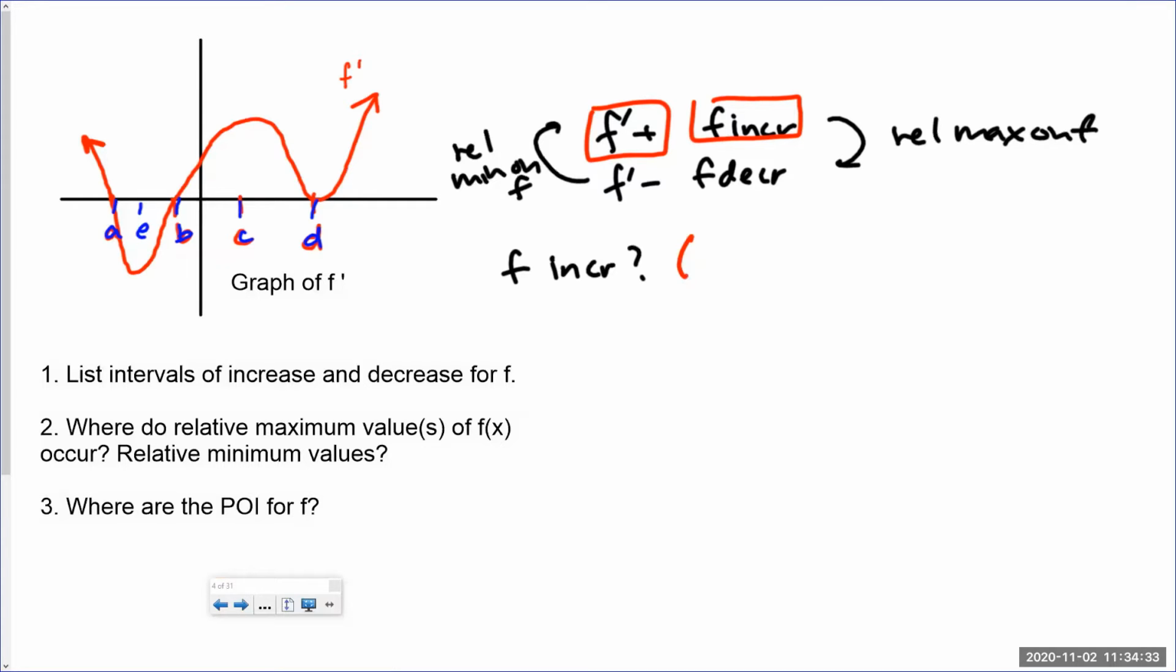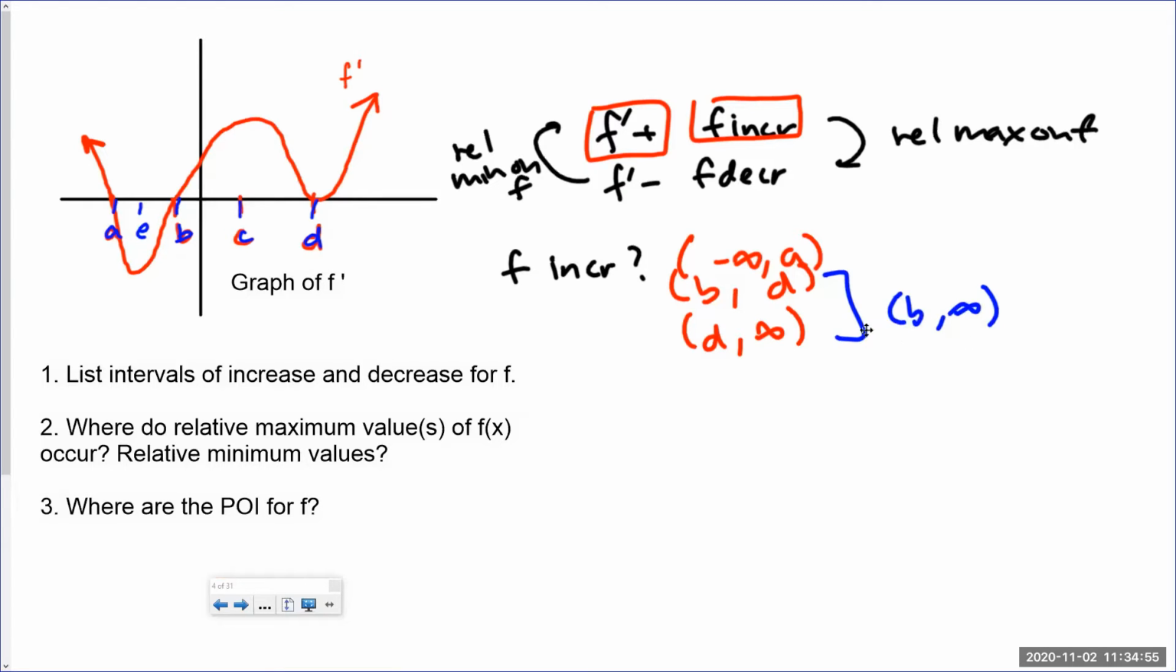Negative infinity to A. I'll put negative infinity first since it's smaller. Where else? B to D. Very good. And one more place? D to infinity. Very good. And some people combine this as, what would that be? B to infinity. While it's not wrong, it's a little controversial.